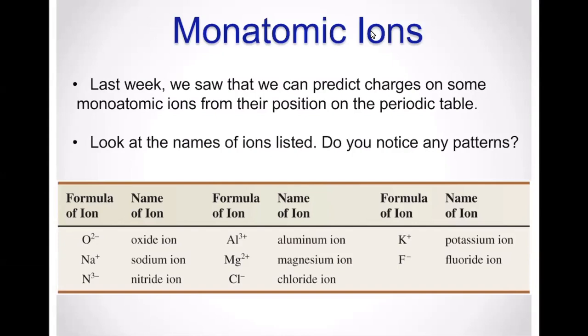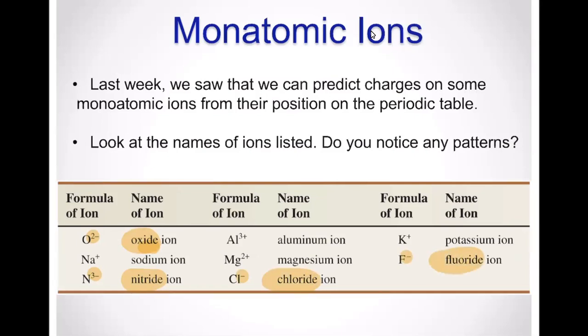So take a look at the names of the ions here, and see if you notice any patterns. So here's oxygen, that's called the oxide ion. Sodium 1+ is sodium ion. Nitrogen 3- becomes the nitride ion. Aluminum is aluminum ion, etc. Hopefully looking at these names, the pattern you should pick up on is if it's negative, it ends in ide. So oxide. Here's a negative, it's nitride. There's another negative, chloride. There's a negative fluorine, fluoride.